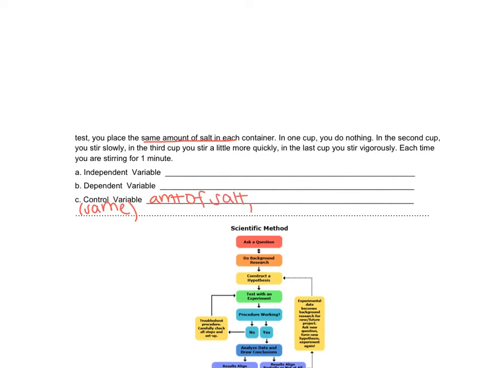Okay. In 1 cup, you do nothing. In the second cup, you stir slowly. And in the third cup, you stir a little bit more quickly. In the last cup, you stir it vigorously. So independent variable, again, what we're changing is how quickly or how slowly we stir the mixture. This is very similar to the one we saw earlier. Dependent variable, again, we would measure the rate of the salt dissolving.